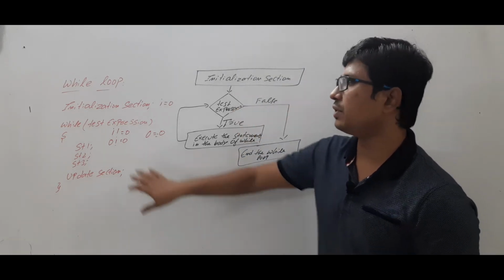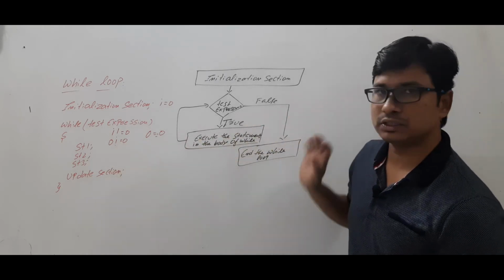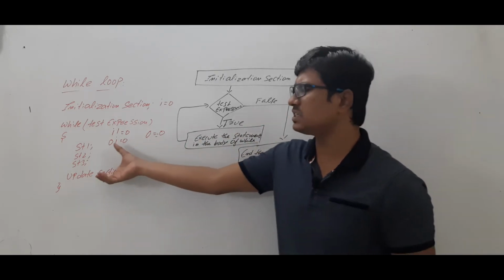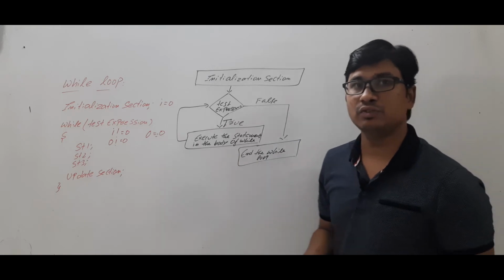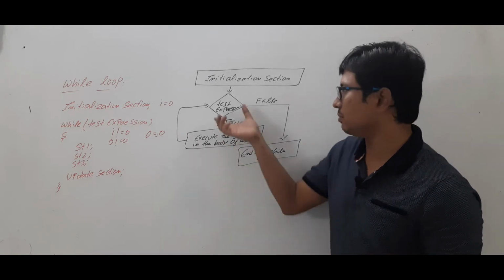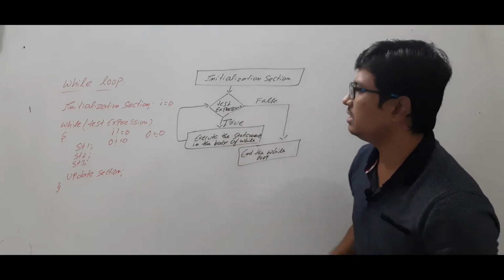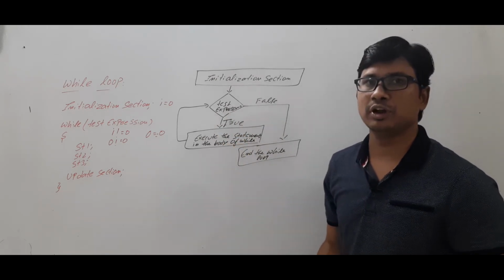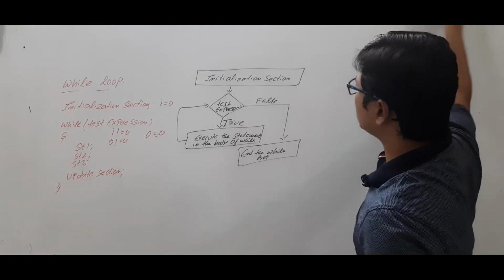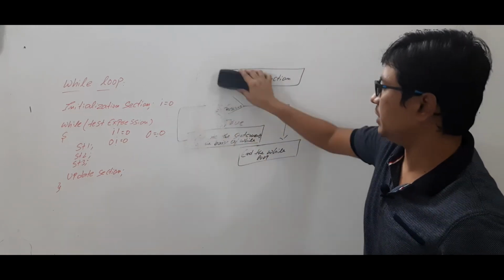So I hope you have understood the syntax and the flowchart. If you know the syntax, easily you can draw the flowchart, if you know the symbols and the representation for the initialization section, test expression, all these things. Now let me discuss a C program related to the while loop so that you will understand the concept in a better way.